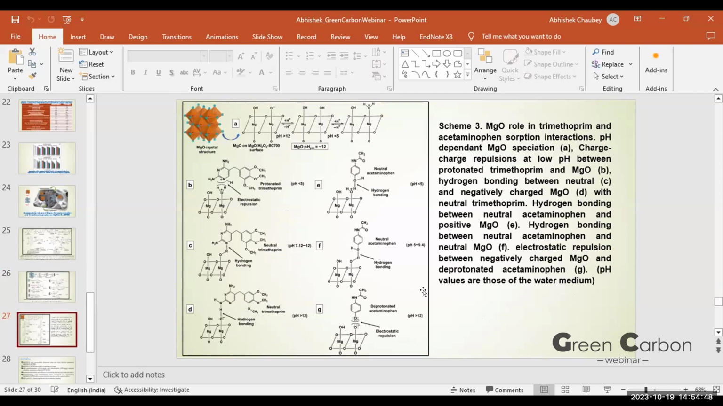Similarly, we checked the possible interaction with trimethoprim and acetaminophen, and we found hydrogen bonding between these functional groups and also electrostatic repulsion, as you can see in case of B and G, while C, D, and B, E, F show the hydrogen bonding of acetaminophen as well as trimethoprim.